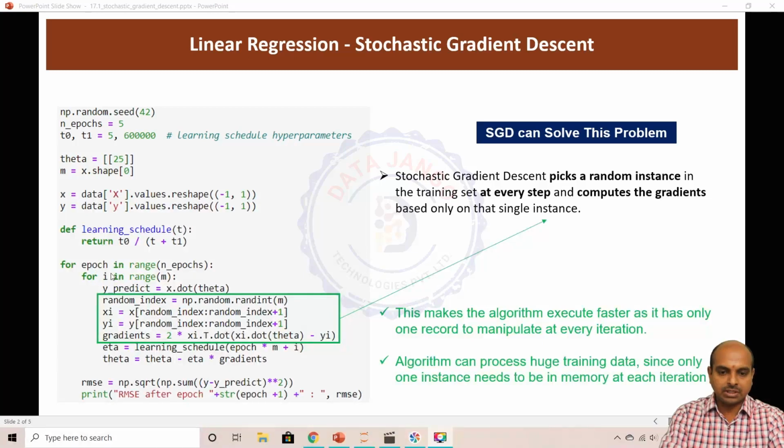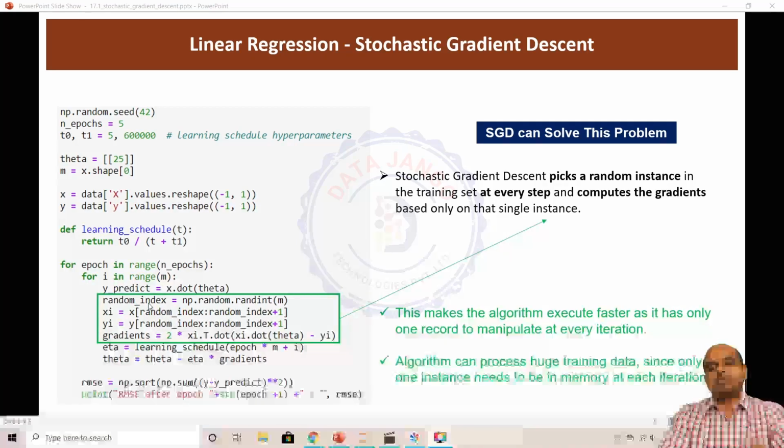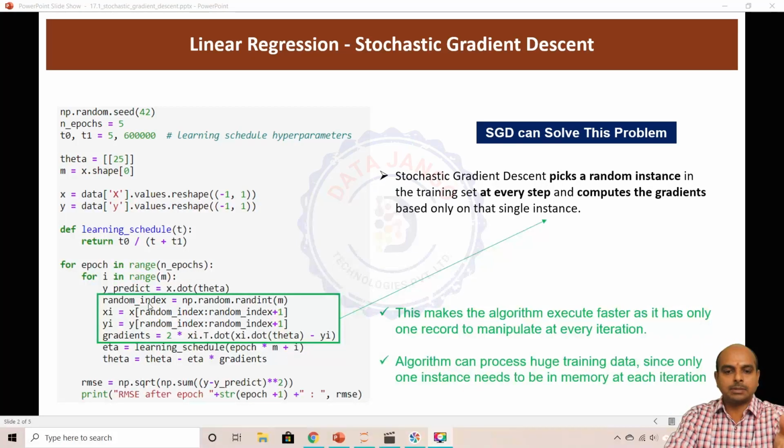So here I have chosen i, maybe it is 0 first. And then I will say rand int of 0 to m. It will generate one number. And using that random number, I am picking a record from x and y. That is xi and yi. Suppose the random index picked is 50. Or in this particular data set, we have only 25 records, right? So maybe it is 15. The 15th record x and 15th record y we took and then calculated the gradient.